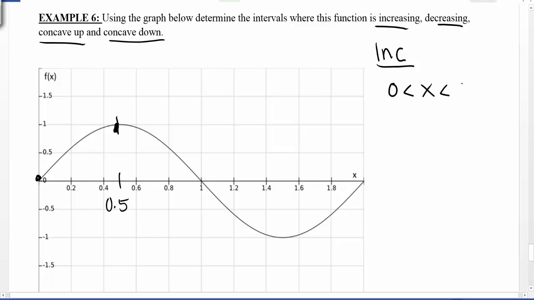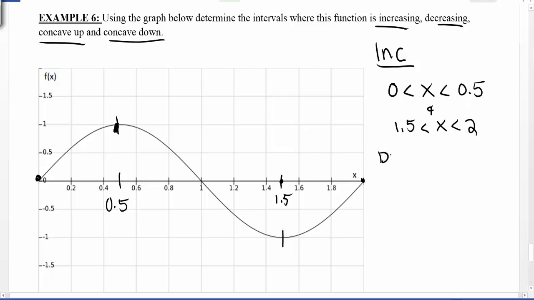We are not going to include the endpoints because, again, when we turn around from increasing to decreasing, at that particular point, you're considered constant. I also want to point out that we're increasing on another place over here on the right. So 1.5 to 2, we are again moving in the upward direction. So we're also going to include that on our increasing. So for x between 1.5 and 2, we are also increasing.